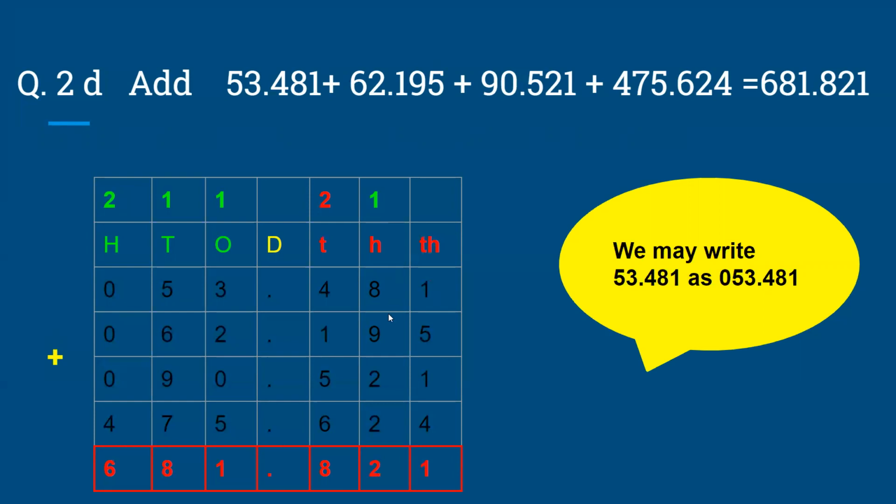8 plus 1, 9. 9 plus 9, 18. 18 plus 2, 20 plus 2, 22. 2 we will write and 2 we will carry to the next digit. Now we will add these 10. 4 plus 2 plus 1 plus 5 plus 6 is equal to 18. 8 we will write and 1 we will carry towards ones.